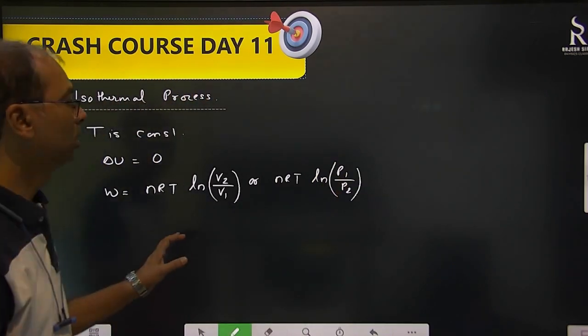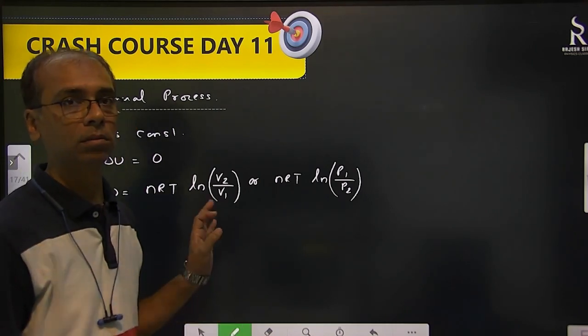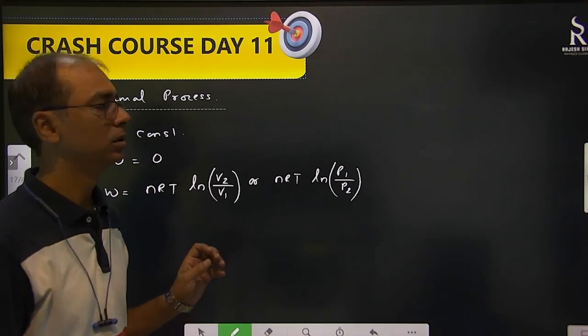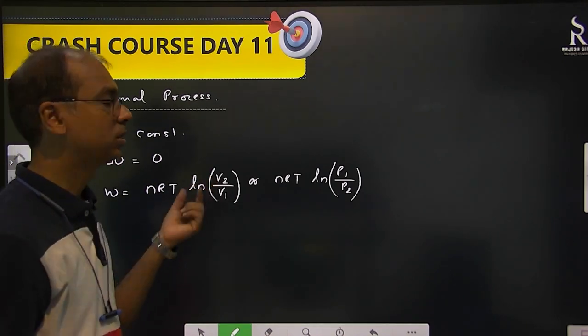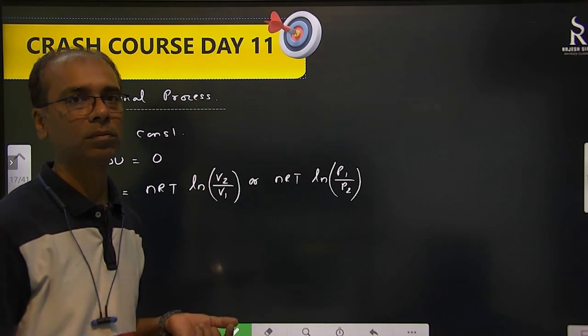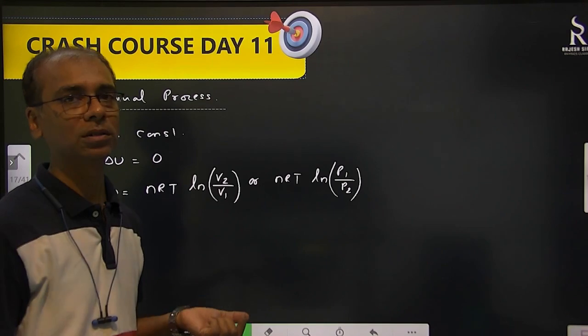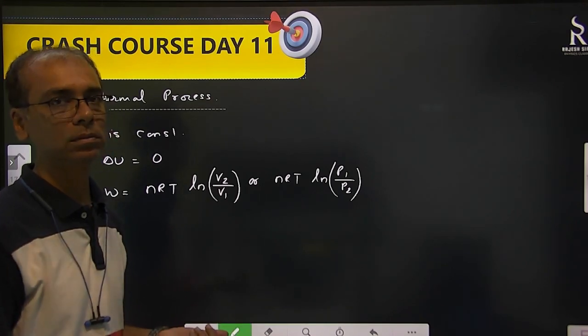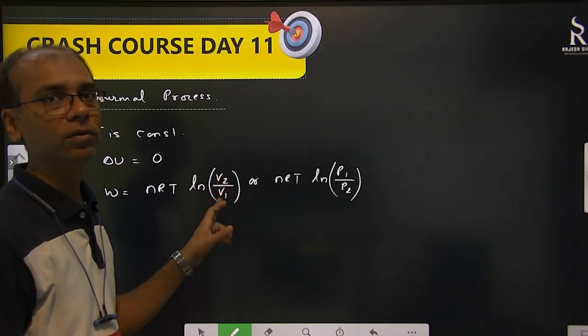Now, is negative work done there or positive work done? Normally people get confused, so remember, it's very simple. If volume is decreasing, it's a compression, so work is done on the system and work done will come negative. That is, if V2 is less than V1.